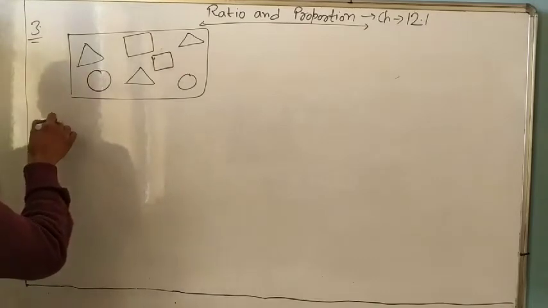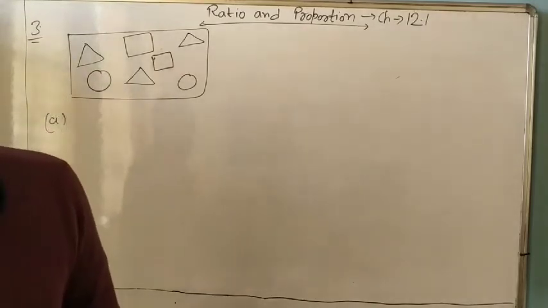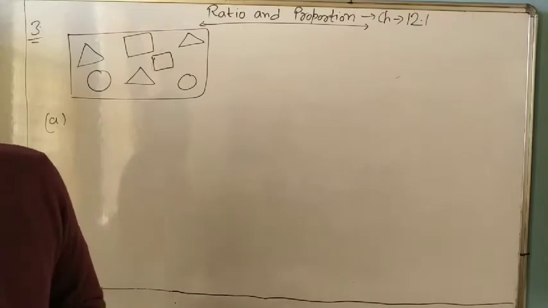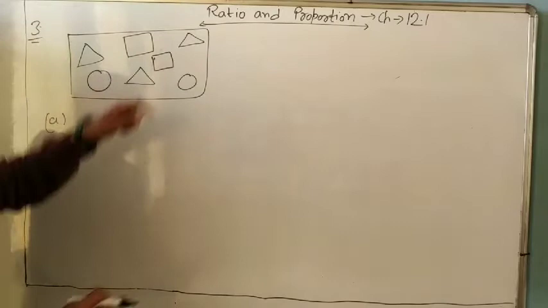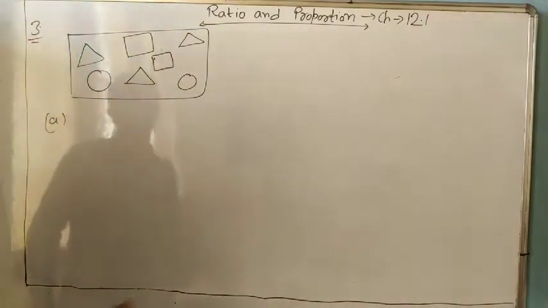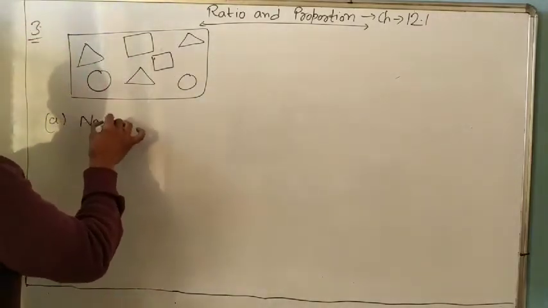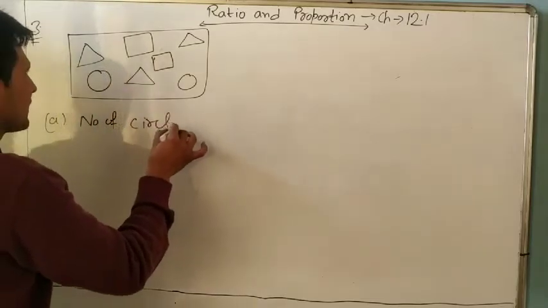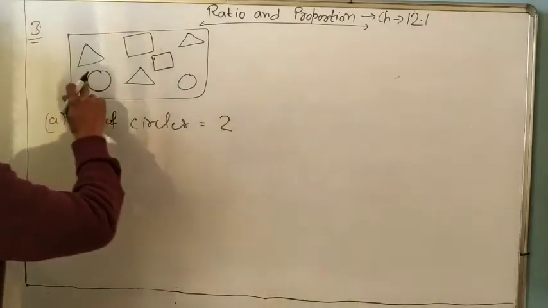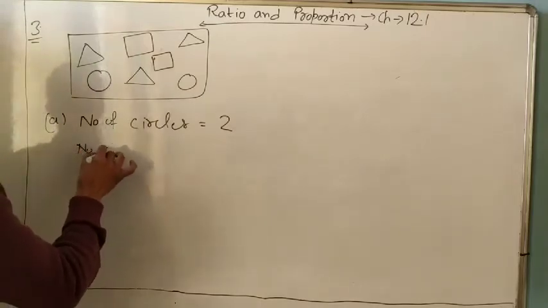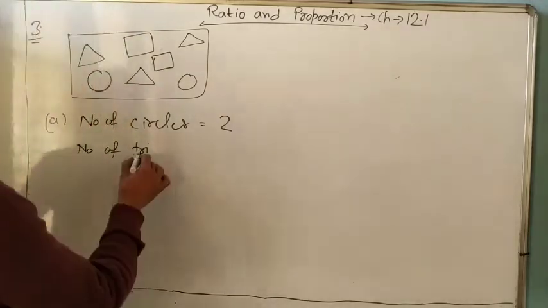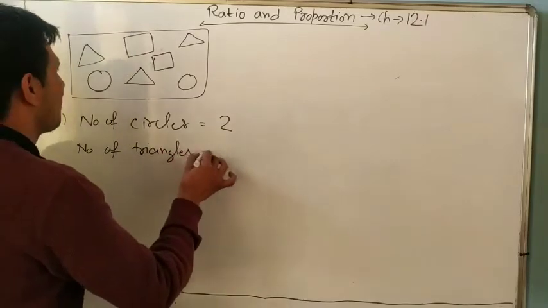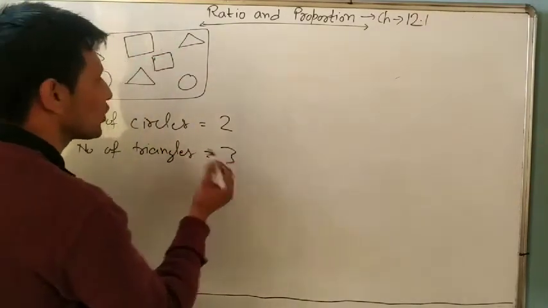So first part, we have to find the ratio of the number of triangles to the number of circles inside a rectangle. It is a rectangle and inside the rectangle. So first we will find the number of circles. How many circles? 1, 2. Very good. And whose ratio do we want to find? Number of triangles to the number of circles. How many triangles? 1, 2, 3.